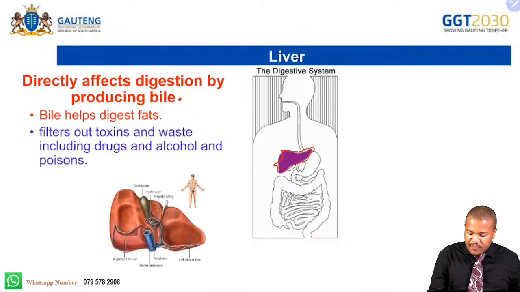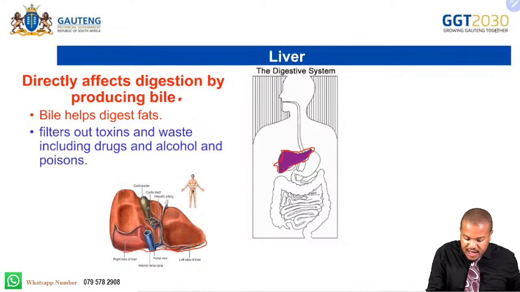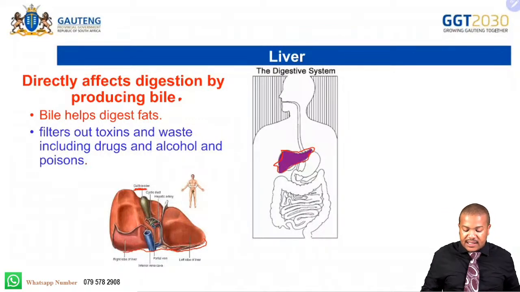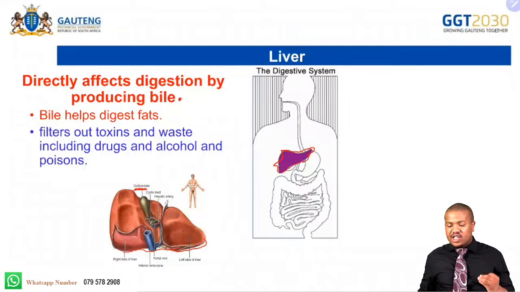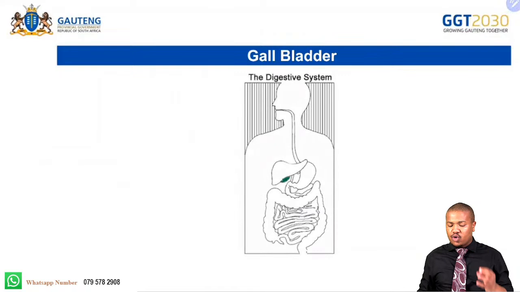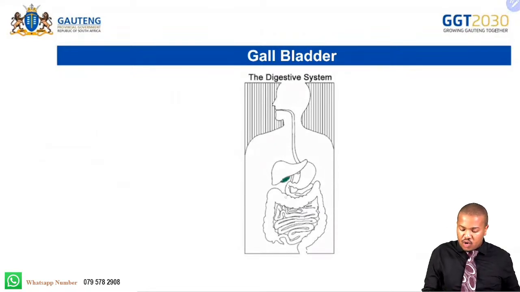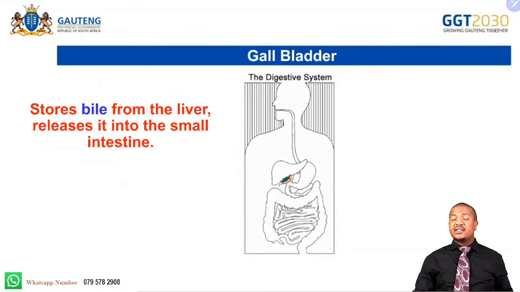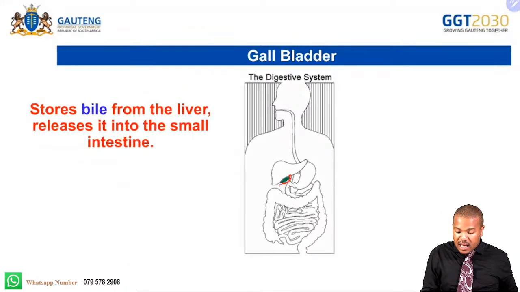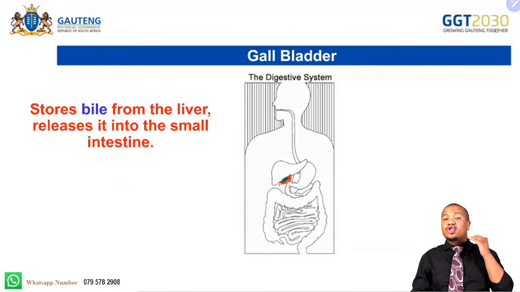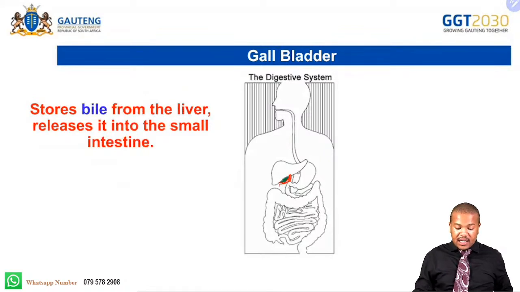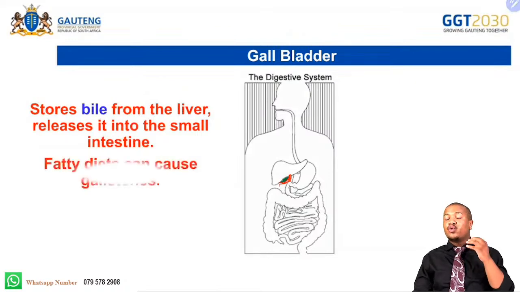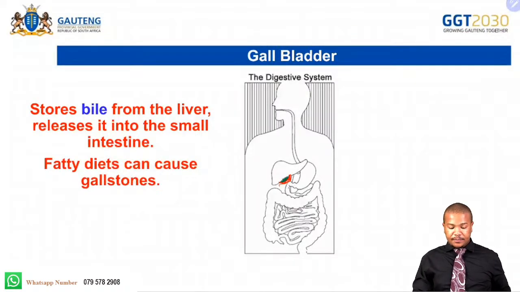And this is what the liver looks like. Now, connected to the liver, can you see that there is a gallbladder? The gallbladder is the one that stores this bile that is produced by the liver. Looking at our structure, here is the one in green color there. It is the gallbladder, sorry. The gallbladder is there to store bile from the liver and releases it into the small intestine to help digest fats.